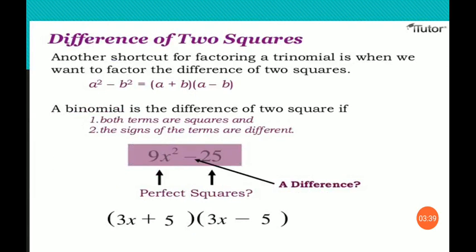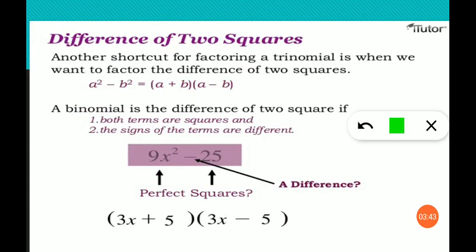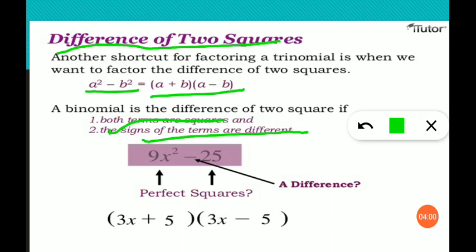The next identity which we can use for factorization is the difference of two squares, which means a square minus b square. We know a square minus b square is a plus b into a minus b. So what we have to check is that both the terms are squares and the signs between the terms are different, which means one is a positive sign and the other is a negative sign. Then only we can apply this formula.